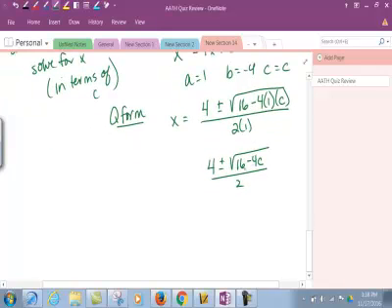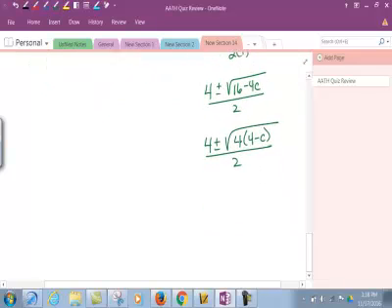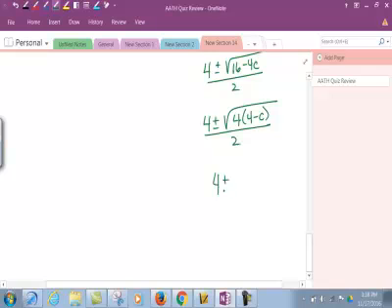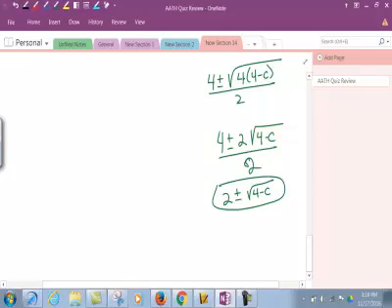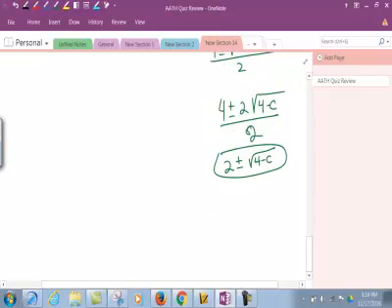A better answer would be to factor inside here a 4 out, and so you would get 4 plus or minus the square root of 4 times 4 minus c all over 2. And then we can simplify that 4 under the radical to 2. And then we have one more step because all of these are divisible by 2, and we get 2 plus or minus the square root of 4 minus c. And those are my solutions. So you should check and make sure you can get that by completing the square.